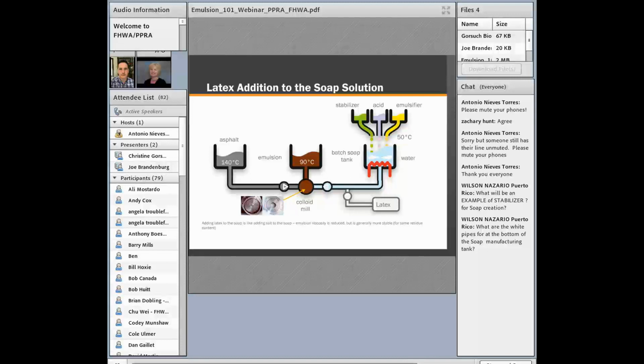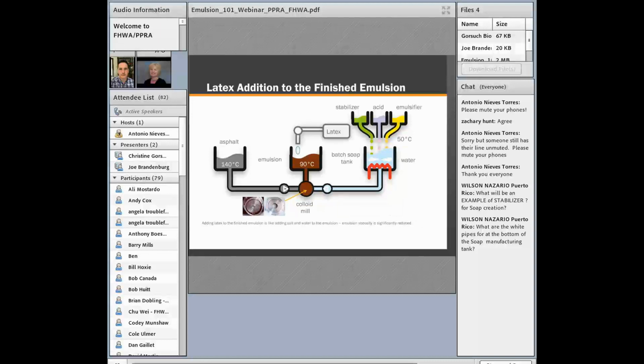It gives it that ductile force where it can be stretched without tearing, without breaking. And the most common way that I know is adding latex to the soap solution prior to the mill. So if you see here in this schematic, the latex is being injected in between the soap tank and the tank for the emulsion.